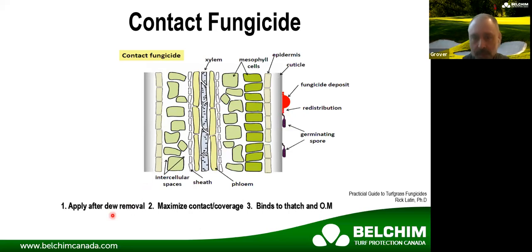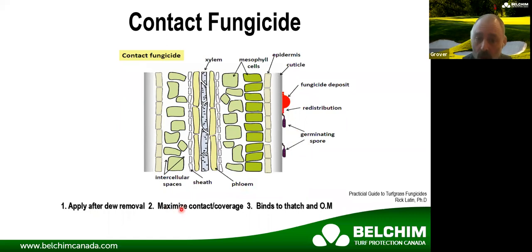A couple of very important things to note when you're using a contact fungicide: it's important to apply after the dew is removed. The University of Maryland years ago did research quantifying how much water was actually in dew. It obviously depends if you have a light or heavy dew, but between 2 to 6 gallons per thousand square feet of water. If you're spraying a contact fungicide in the dew, there are two potential things that can happen. One, the fungicide deposit can roll off the leaf blade, so you're not getting contact with the germinating spore. Or you get a dilution effect: too much water and the fungicide deposit is no longer concentrated.